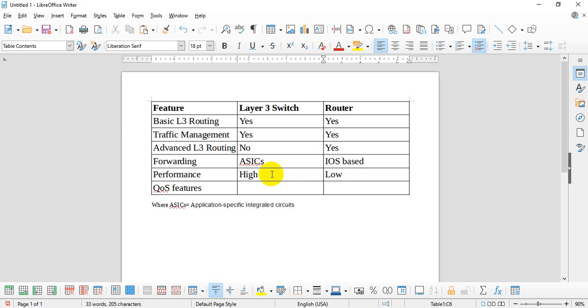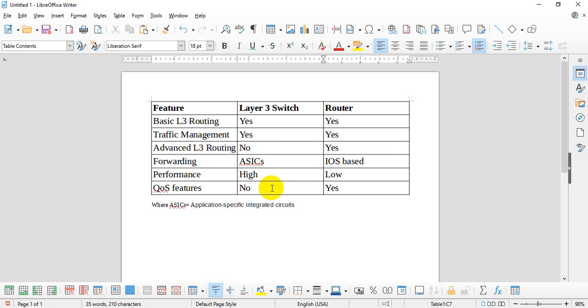And the last one is quality of service features. Which one of the L3 switches or the router has quality of service features, or do both have them? What do you think, guys? The answer is that L3 switches do not possess quality of service features, so we include no, and the router has quality of service features, which provide services and packet delivery to another network. Here I will include it.